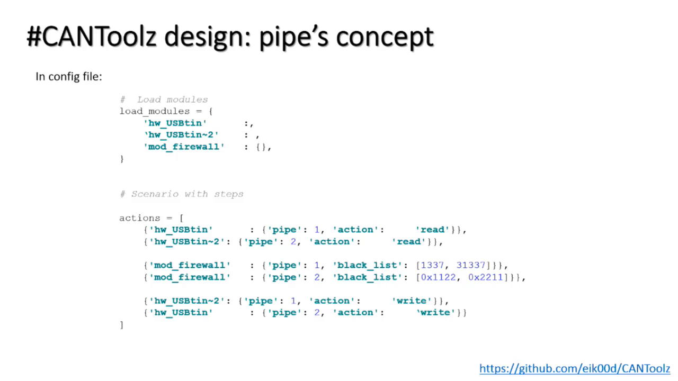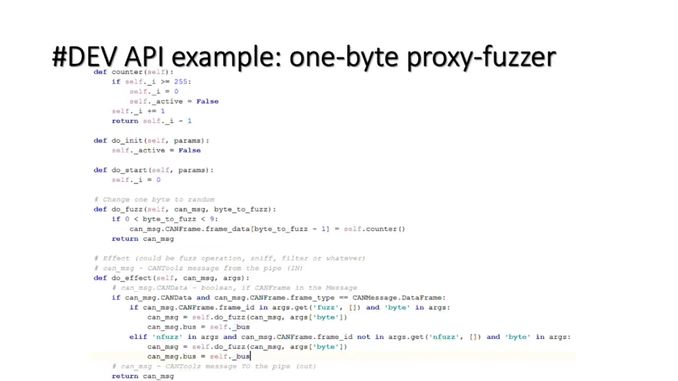There could be a GUI for this config, but I actually have no time to do this, so right now it's config only in text mode. I think I will skip the developer API, but this is about how you could create your own modules with any business logic you need. It's pretty simple. You could do this with just a general class, and you override methods.